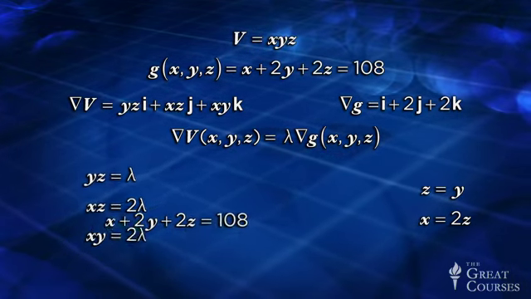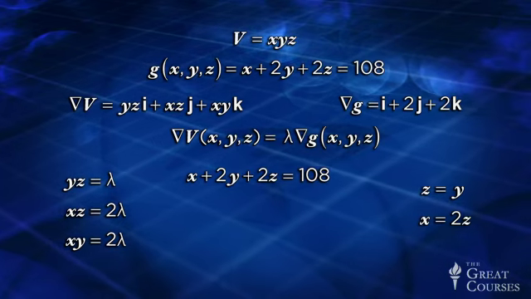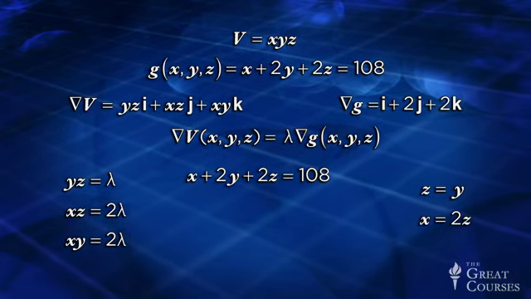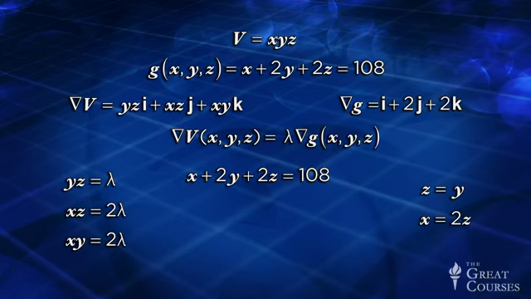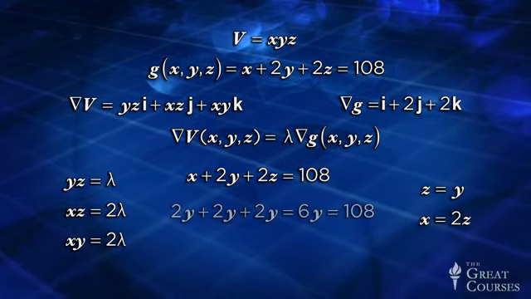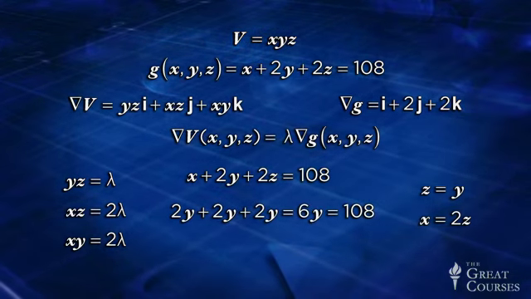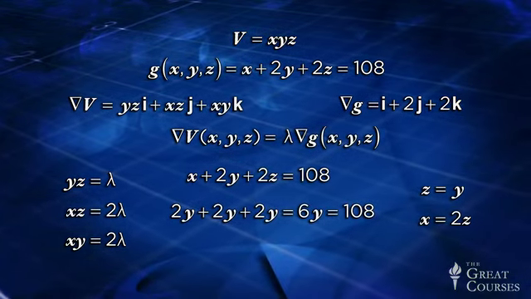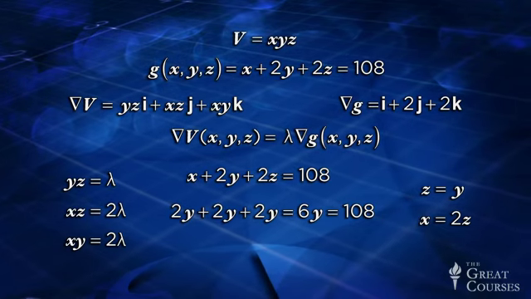So let's finally use the constraint equation, which we haven't touched yet. That equation was x plus 2y plus 2z equals 108, and plug in these values. x is equal to 2y, so I replace x with 2y. I leave the 2y itself in the second part of that sum.